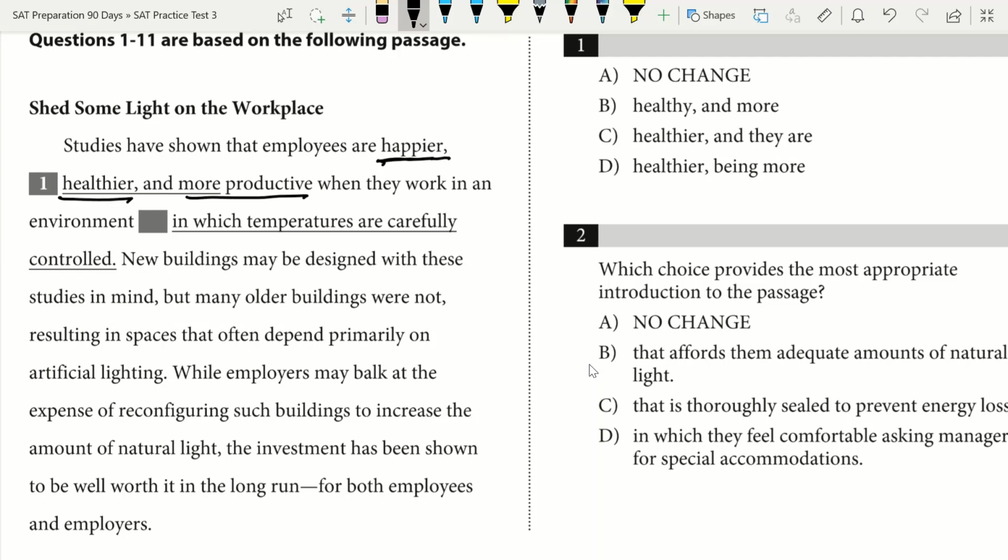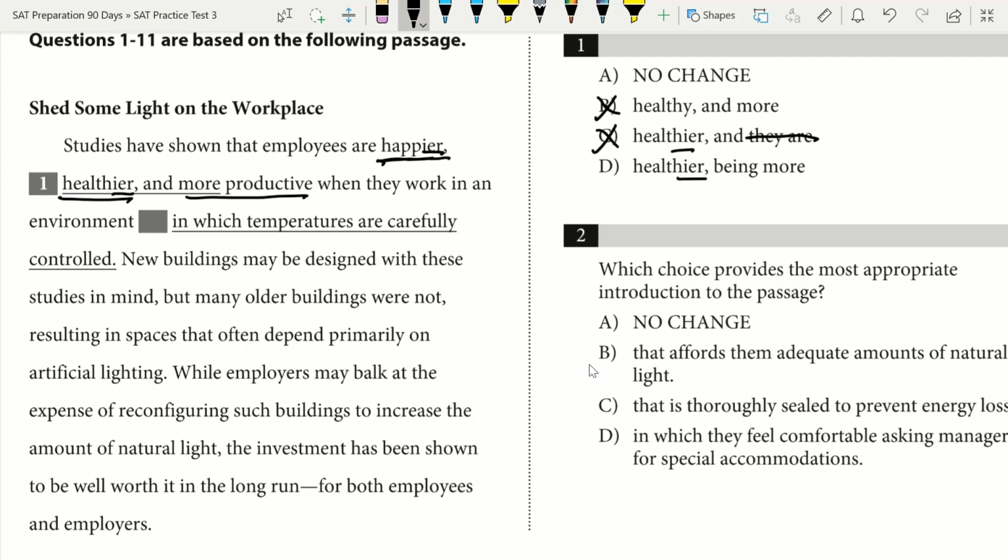I wouldn't say happier, healthy, because then I'm losing that parallelism, right? I want to maintain that, so I can get rid of B. And then I look at my other options, they all include healthier, right? So then I have to move on. I'm not going to say and they are, because then I'm repeating this employees here. I already said employees, so I don't have to say they are as well, because that would be redundant and repetitive, so I can get rid of that.